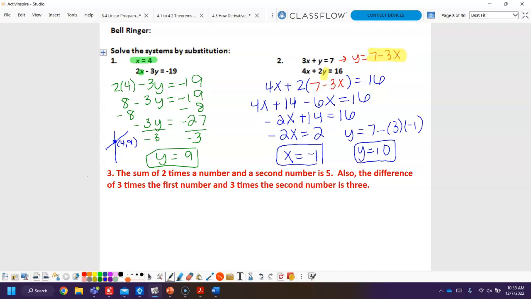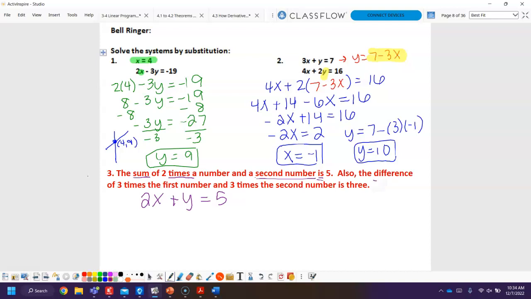In number 3, it says that you have the sum. The word sum means to add 2 times a number and a second number. So we're going to call the first number x, the second number y. So you have 2 times a number x and a second number y. The word is means equals. So that's 2x plus y equals 5.